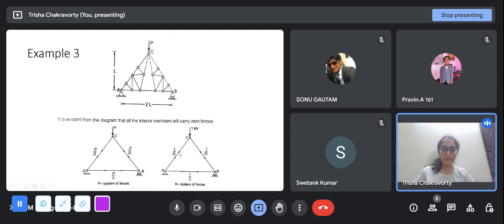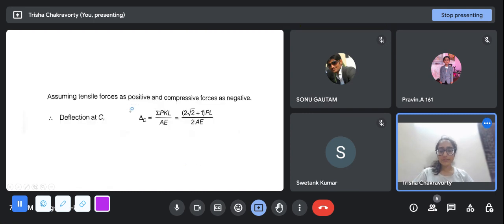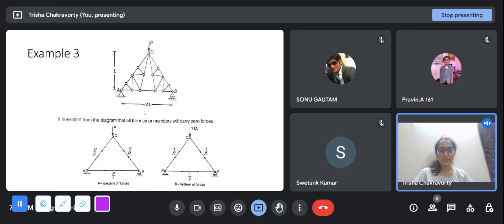So all the interior members will carry zero forces. When you are solving this structure for the P forces, you will find that at this joint, it is P by root 2, P by root 2. You don't have to solve the support reaction initially. This you will get, and in this you will get a force of P by 2.